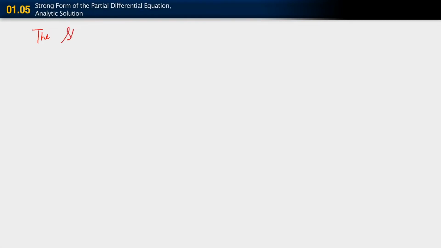Okay? So the strong form of a linear PDE, for partial differential equation, of elliptic type, in one dimension. Okay.